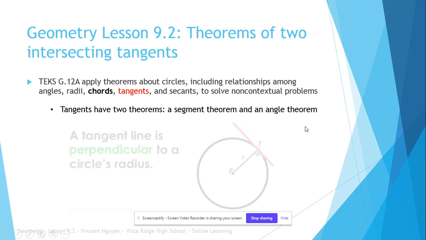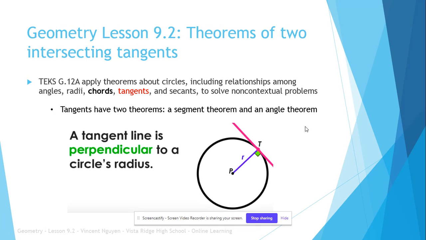It has some properties. It is perpendicular to the radius. If you draw the radius from the center of this circle to touch this tangent at point T, that angle is actually a 90-degree angle. And that's the property of the tangent line. It is perpendicular to the radius.